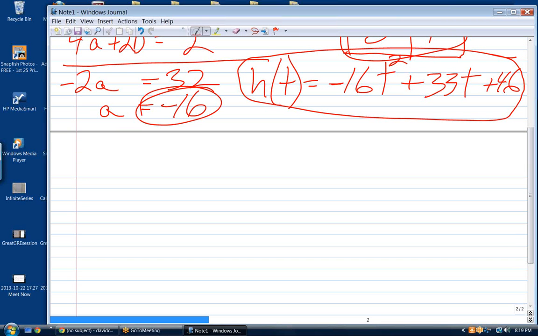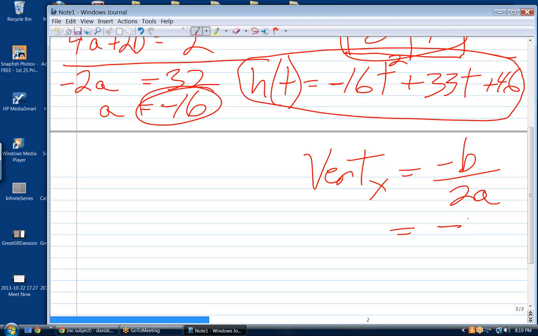So let me make sure you did it right. The x-coordinate of the vertex is minus b over 2a. Right? Is this how you did it? It's not how I did it then, but yeah, I know I'm doing that. Okay, so that's the x-coordinate. It's not 1.